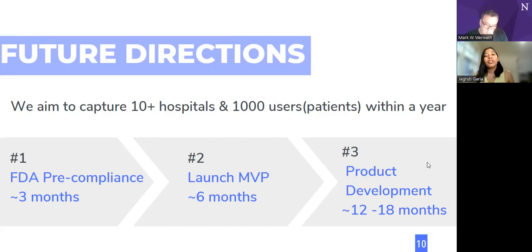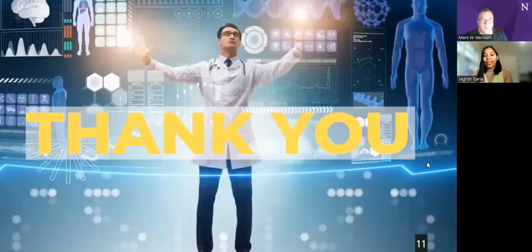In the first year, we aim to capture 10 plus hospitals and 1,000 plus patient users, which could help us get more data and make it more efficient. So that is all. Thank you.